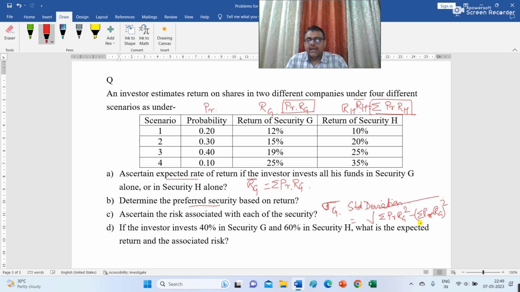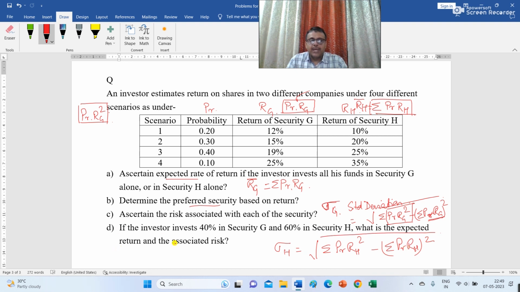So for calculating the expected return of the security G, we have already computed PR and RG in this case. So the other parameter you need to calculate is probability multiplied with RG square. So you need to calculate this factor. And the risk associated with the security H. So in order to calculate the standard deviation of security H, you need to calculate summation PR RH square minus summation PR RH whole square.